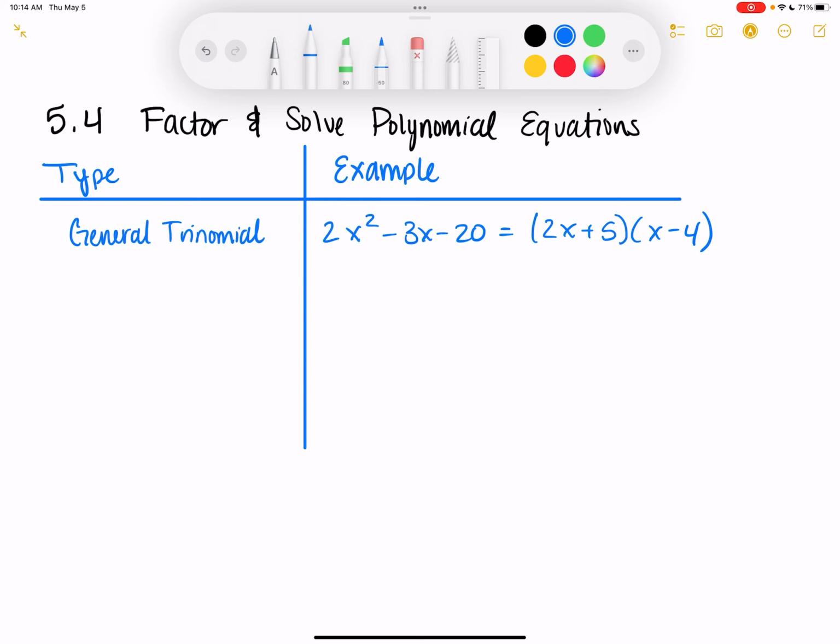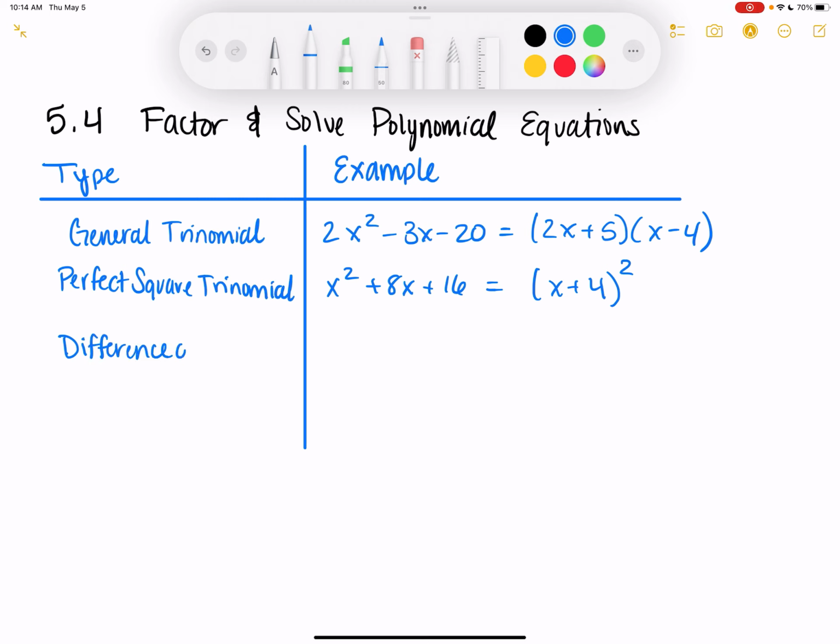Next one is a special type. It's a perfect square trinomial, which would be something like x squared plus 8x plus 16, which factors into x plus 4 squared. Next one, another special type, a difference of squares. That would be something like 9x squared minus 1, which factors into 3x plus 1 and 3x minus 1.